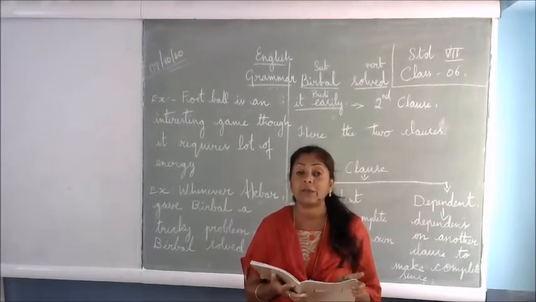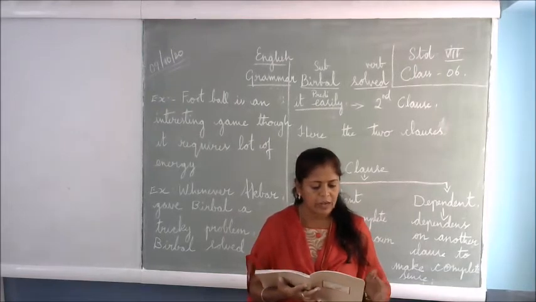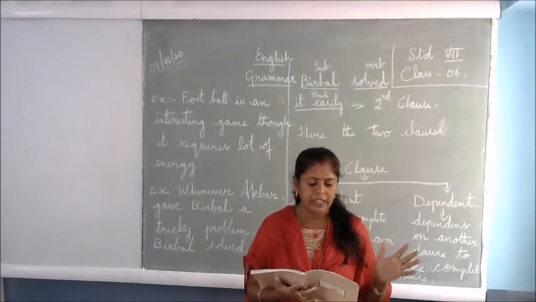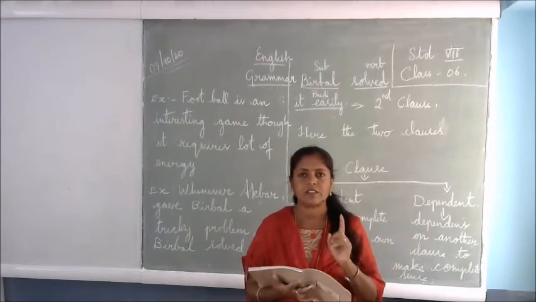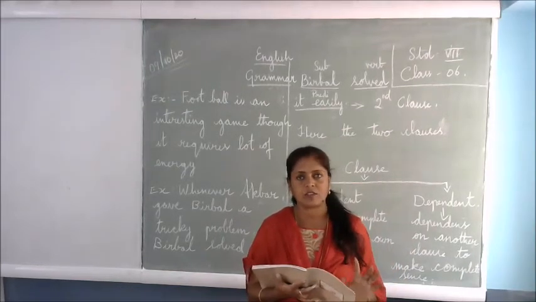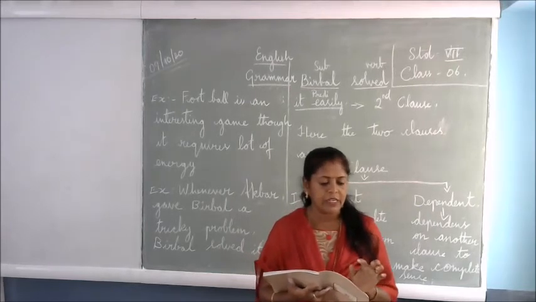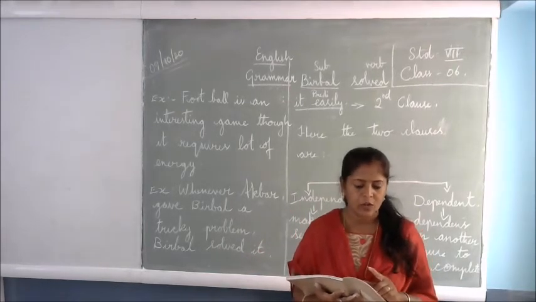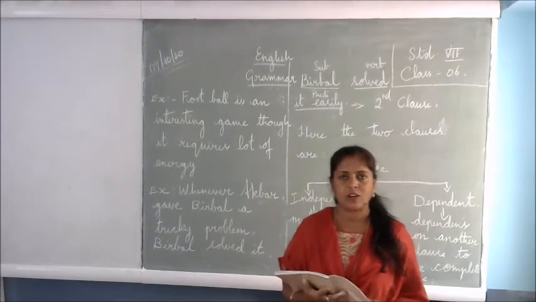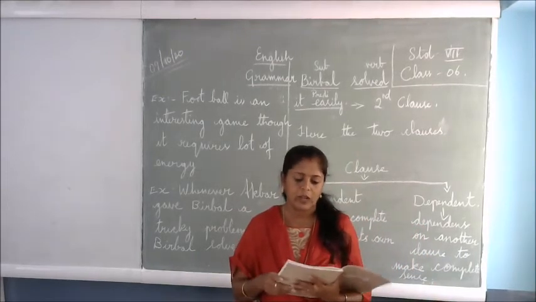"It was a hot summer day and they went deep into the forest." This is an independent clause. So here alone, children, "It was a hot day" and "They went deep into the forest" are independent clauses. Got it, children? So you read everything and write I for independent clause and D for dependent clause. Got it?